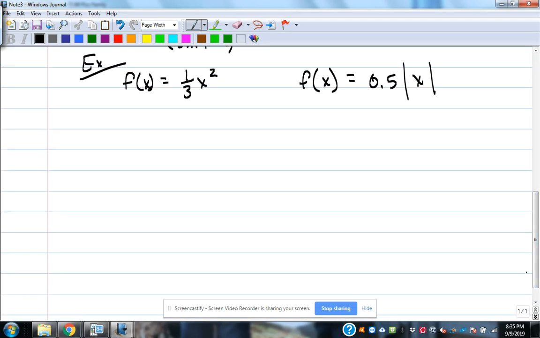Okay. Now let's talk about horizontal movement, the same kind. Okay. Let's do a horizontal stretch.